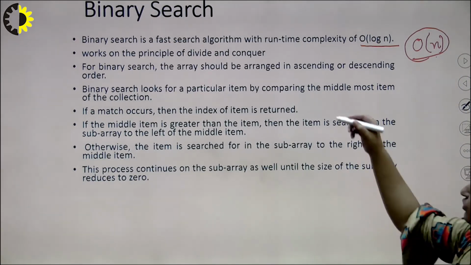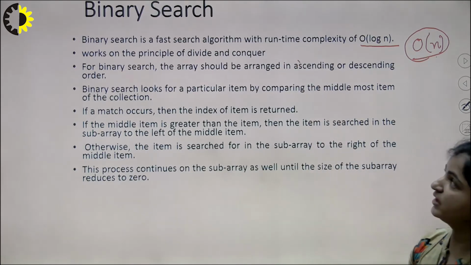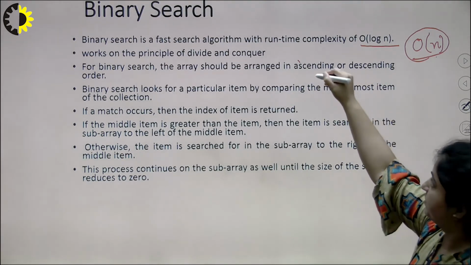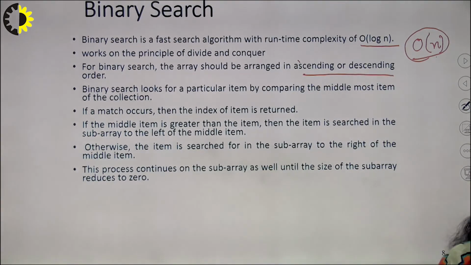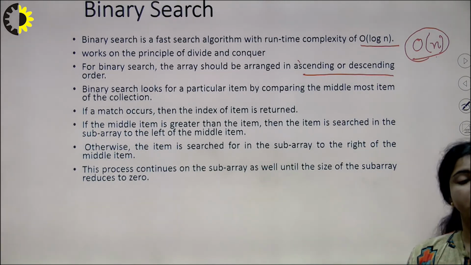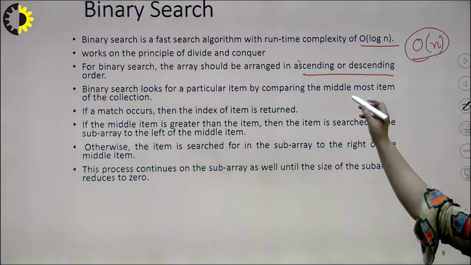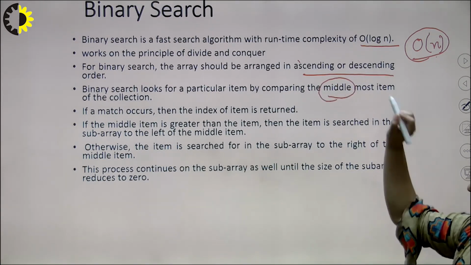Binary search works on the strategy of divide and conquer, and for binary search the array needs to be arranged in a particular order. This is a preliminary requirement: whatever elements are present need to be in a particular order. Now, it will look for the very middle element in the whole list or array, and the comparison will be done using this middle value only.